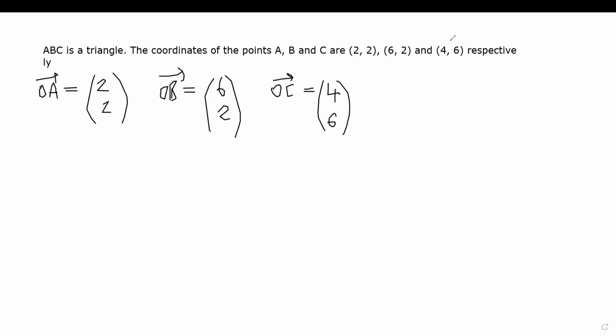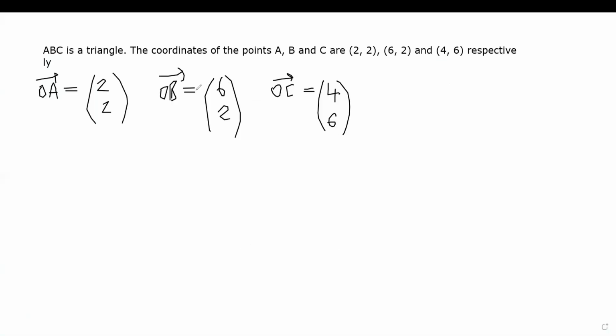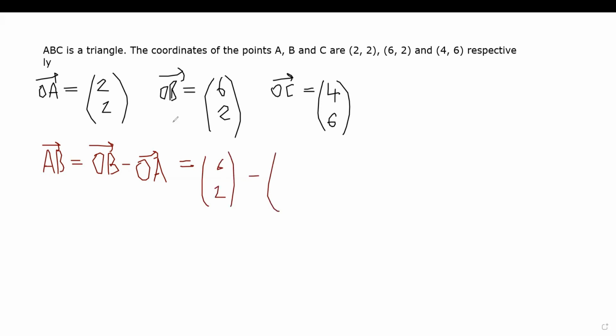All right, nice. So the next thing now is, it says, write in vector form AB and AC. So now we have to remember to find vector AB, it's vector of the last minus vector of the first. Vector AB is OB minus OA. What is O? O is just the origin. So you have OB, which is (6, 2), and then you subtract OA, which is (2, 2). So when you work it out, you're going to get 4, and 2 minus 2 is 0. So that is AB.